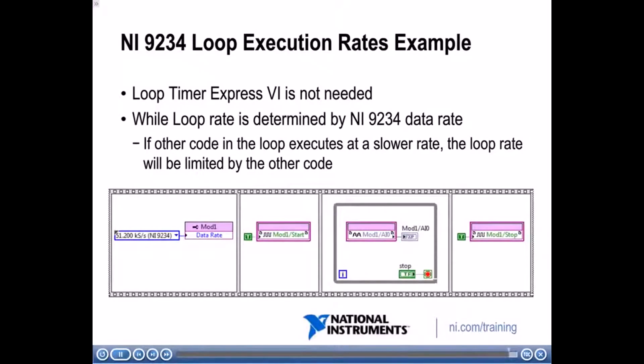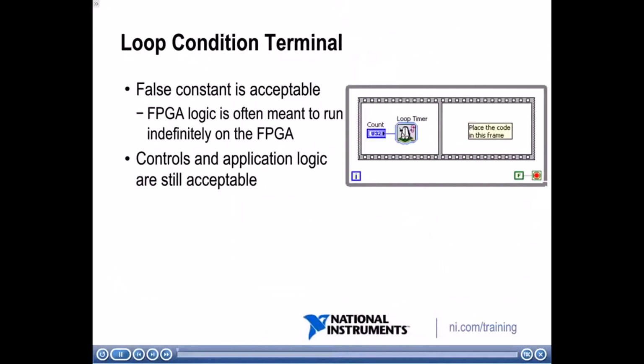Now you can implement loop execution rate using the CompactRIO module data rate. Next, we will describe while loop considerations on an FPGA VI. In the previous section, we implemented loop execution rate using the CompactRIO module data rate. By the end of this module, you will be able to describe while loop considerations on an FPGA VI.